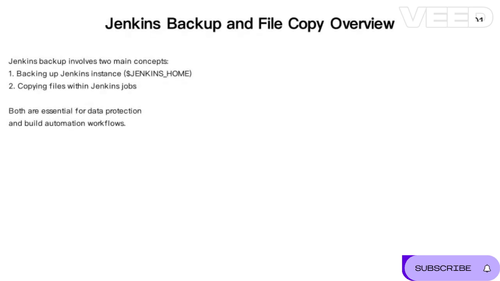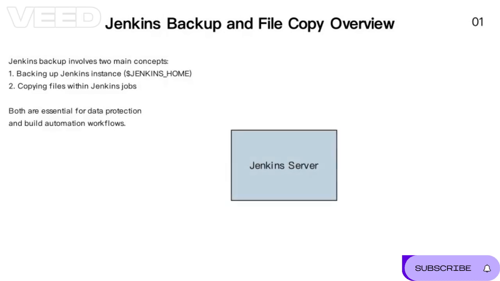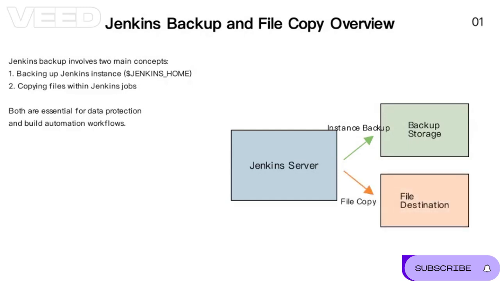Jenkins backup and file copying are essential operations for maintaining data integrity and automating workflows. There are two main types: backing up the entire Jenkins instance, including configuration and job data, and copying files within Jenkins jobs as part of build processes. Understanding both concepts helps ensure your Jenkins environment is properly protected and your builds can efficiently manage file operations.